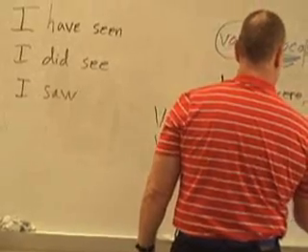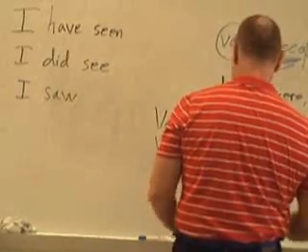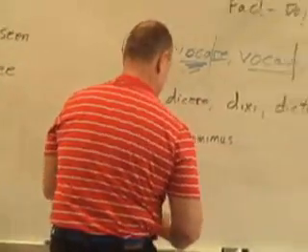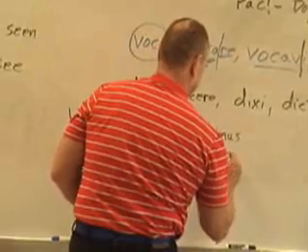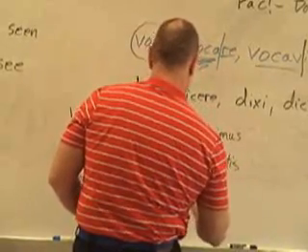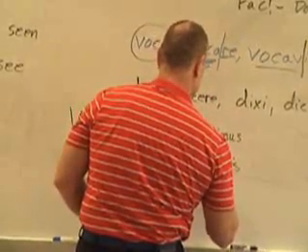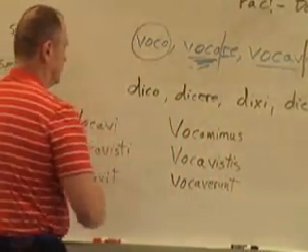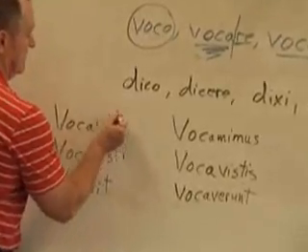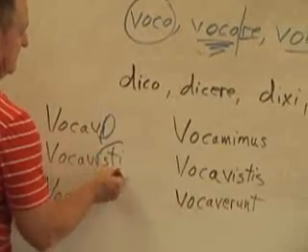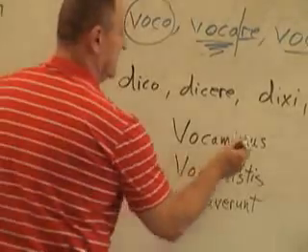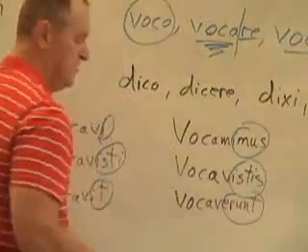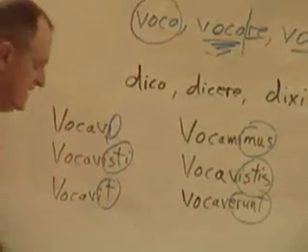Second person plural, vocavistis. Oh, misspelled that. Too many letters here. Vocavistis. And third person plural, vocaverunt. Now that's a lot of black ink, so let me underline what's significant. Or I'll circle it. I, isti, it, imus, istis, erunt. Those are the perfect endings.